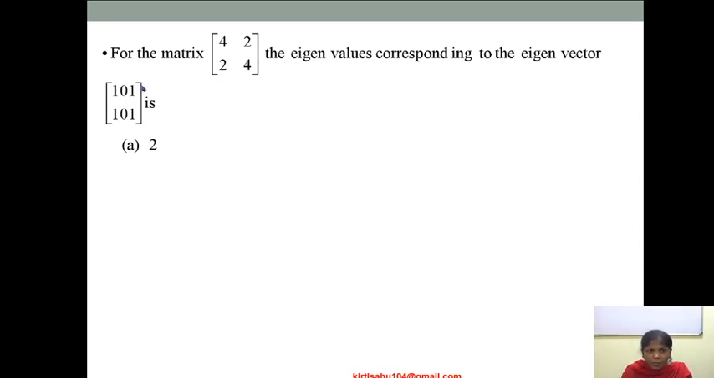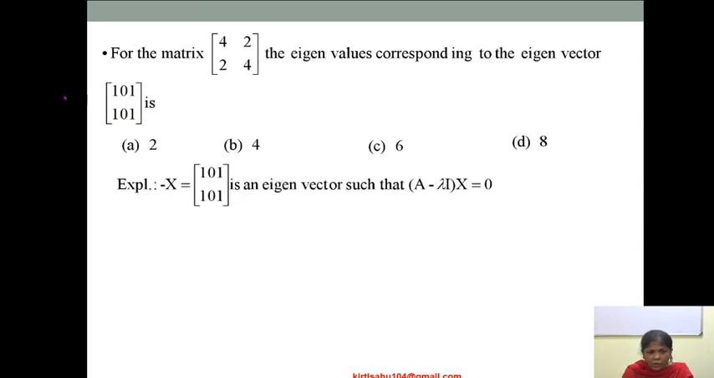For the first time, I am observing that here the eigenvectors are given, and based on that I have to find out the eigenvalues. So let us see how to find the eigenvalues. Recall the definition of eigenvector, that is, x is an eigenvector which will satisfy this equation. So we will satisfy this equation with this eigenvector and with this matrix.